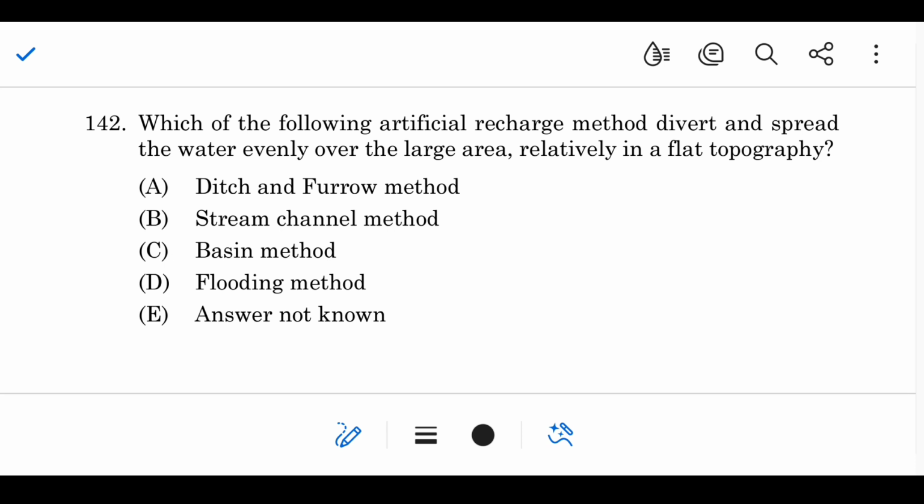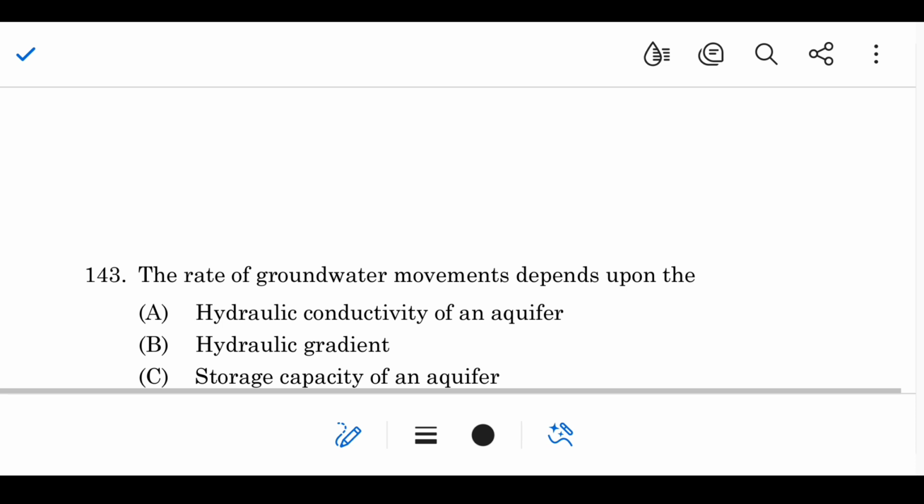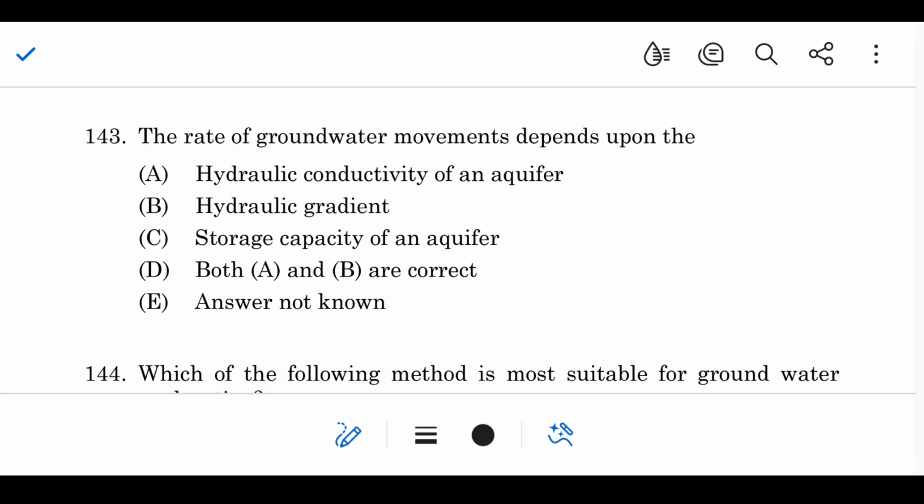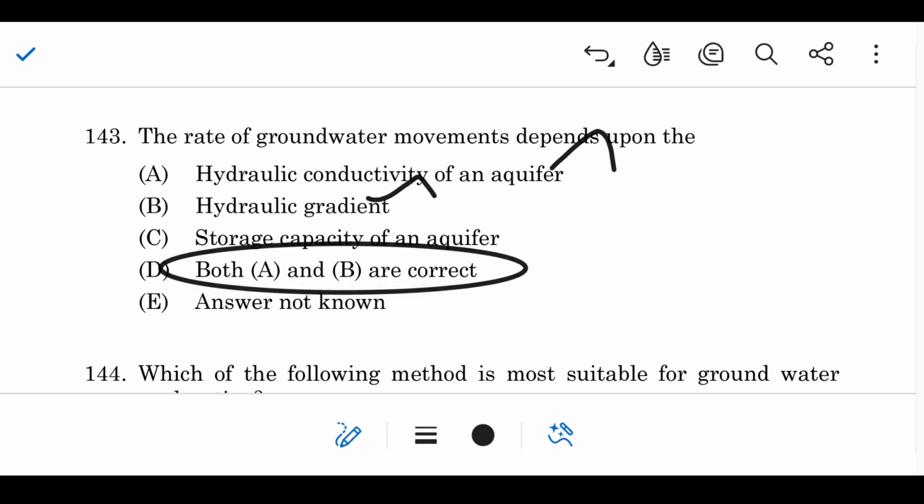Which of the following artificial recharge methods diverts and spreads the water evenly over a large area in relatively flat topography? It is the flooding method. Not basin, not stream, not ditch and furrow method. Okay, only flooding method. 143. The rate of groundwater movement depends upon hydraulic conductivity. Yes, right. Hydraulic gradient. Yes, right. Storage capacity, no. So both A and B are correct.